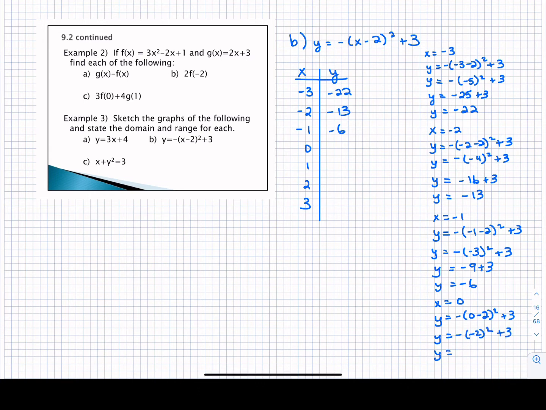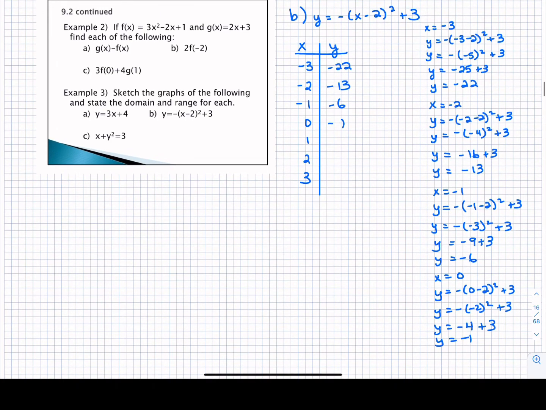Essentially, when we simplify, negative 2 all squared is positive 4. 4 times negative 1 is negative 4 plus 3 is going to give us negative 1. Continue with this table of values. Quite a bit of scrap work here.